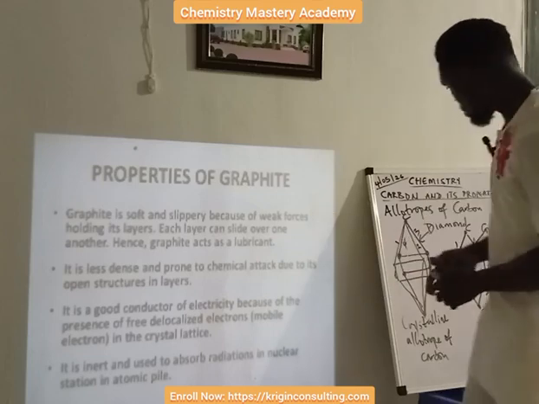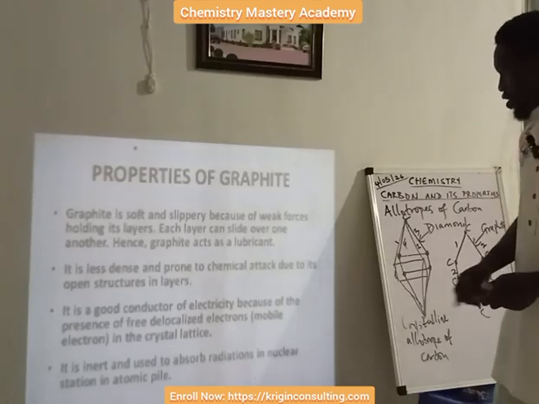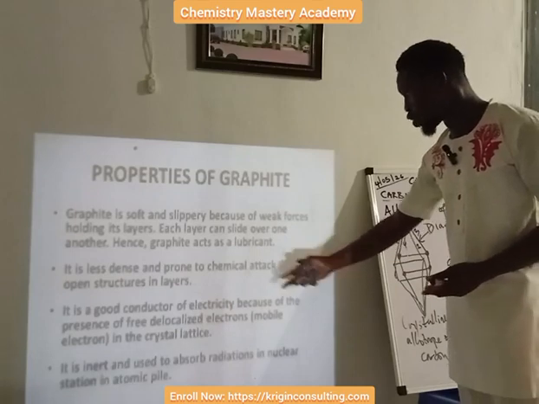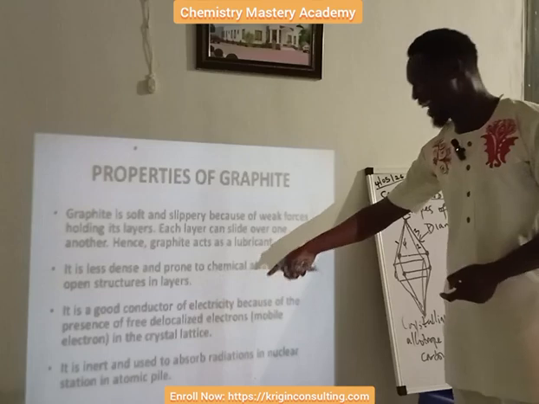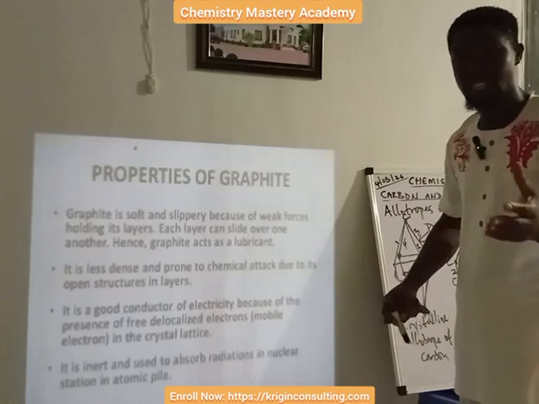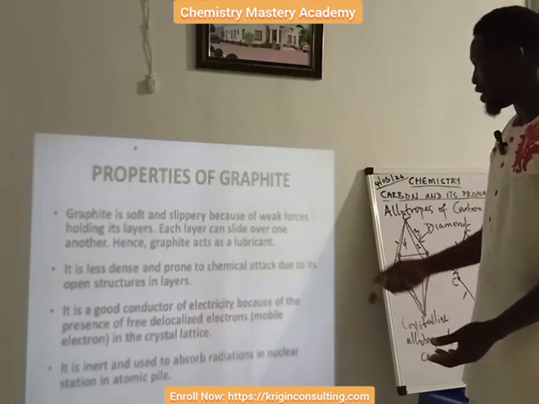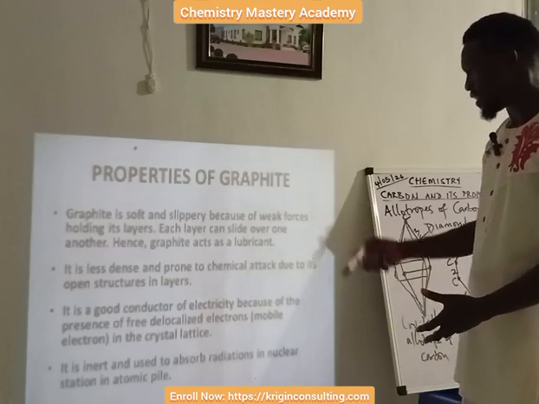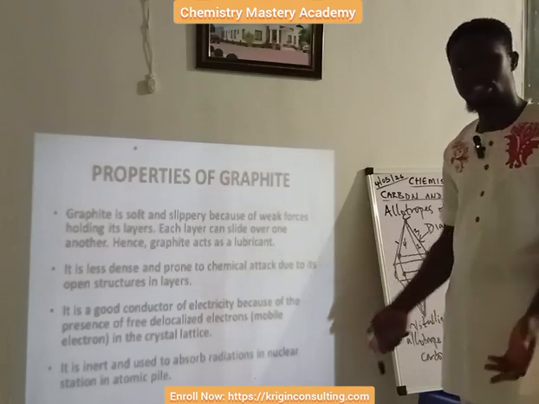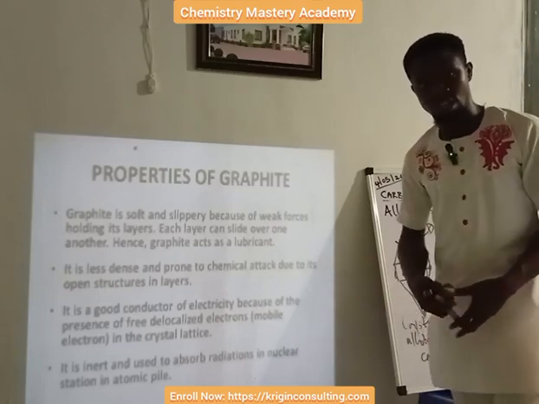Then it is a good conductor of electricity. We have established that already because the carbon atoms are not completely filled and they have the ability to receive more. Therefore, it is a good conductor of electricity because of the presence of free delocalized electrons. What are delocalized electrons? Electrons that have the ability to move. Okay? So in the crystal lattice, it is inert and used to absorb radiations in nuclear stations.